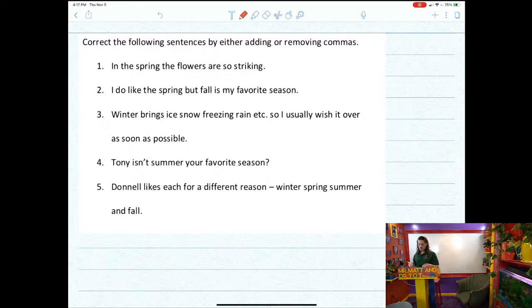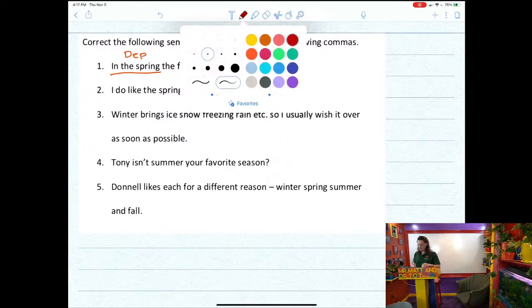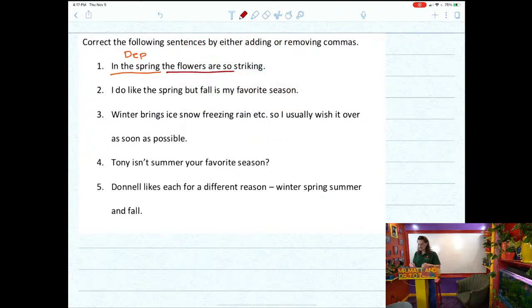Okay, so number one, in the spring, the flowers are so striking. So in the spring is a dependent clause. The flowers are so striking is an independent clause. So we need just a comma between a dependent and independent clause.